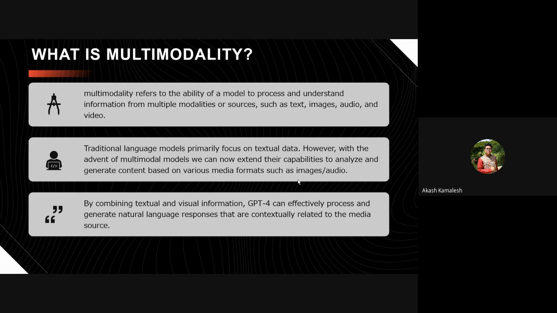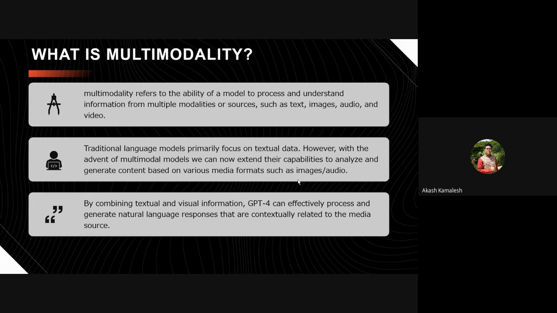Traditional language models primarily focus on textual data. All of the variants of GPT before, like GPT-2, 3, and 3.5, have been focused only on textual data. Their input and output capabilities were limited to text only. Now, with the advent of multimodal models, we can extend their capabilities further to analyze and generate content based on various media like images and audio. I think all of you have heard about GPT-4's capability: it can also accept images now. That's a huge landmark in terms of OpenAI's progress.